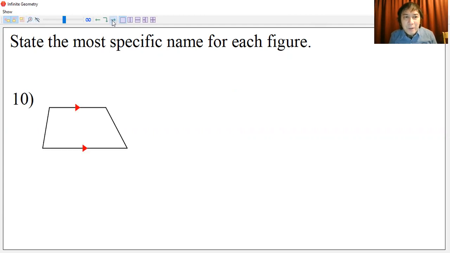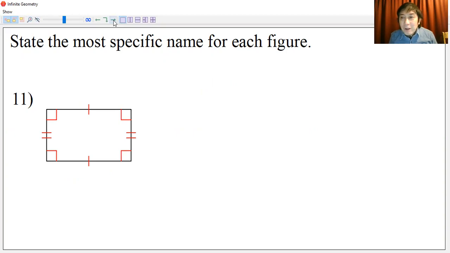Here's number 10. Okay, another 4 sides. Okay, 4-sided closed figure with one opposite pair parallel. This must be the trapezoid. Okay, so this must be just trapezoid. There. Okay, and we will check and verify from the computer's database. It's a trapezoid. Okay, all right. So let's proceed to the next, number 11.